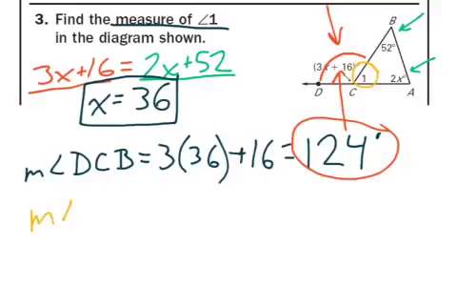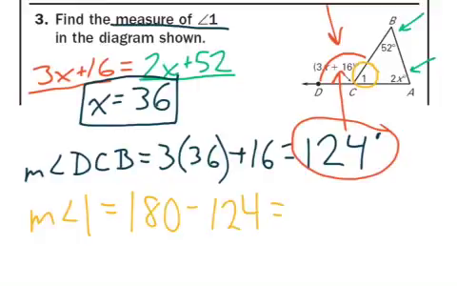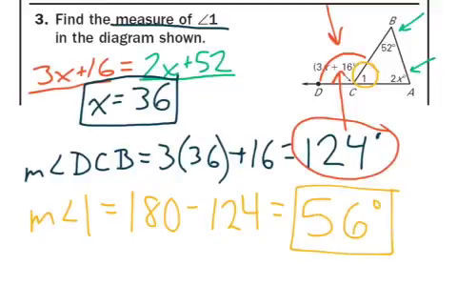of that. So the measure of angle 1 is going to be 180 minus 124, which gives us an answer of 56 degrees. And that is our final answer there. That is the measure of angle 1, 56 degrees.